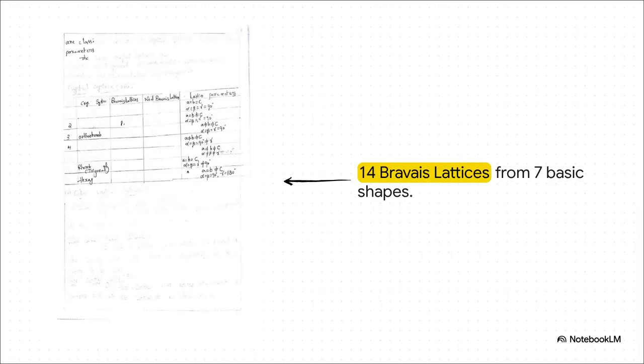Way back in the mid-1800s, a physicist named Auguste Bravais proved something super cool. He showed that when you arrange atoms in space within those 7 basic box shapes, mathematically, there are only 14 unique ways to pull it off. We call these the 14 Bravais lattices. Think of them as the 14 master blueprints for basically all solid materials in existence.